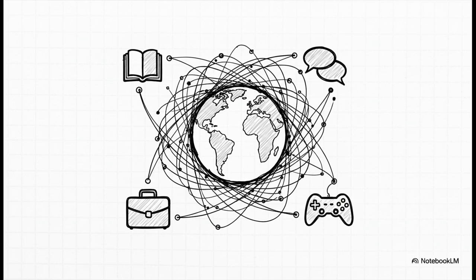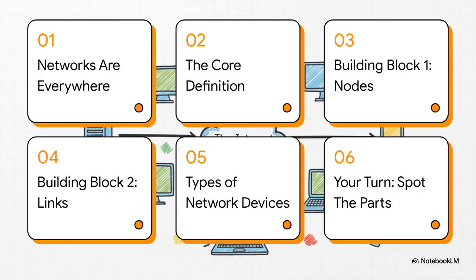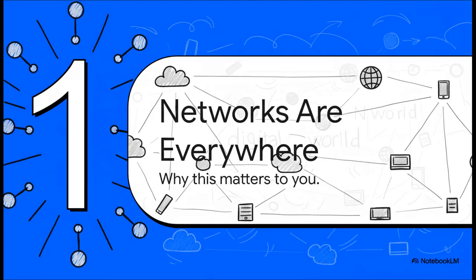So the bottom line is pretty simple. These powerful, totally invisible structures are holding up almost every single part of our modern lives. Understanding them is really the key to understanding the world we live in today, and that is exactly what we are going to do. So here's our game plan. We'll start with why this all matters. Then we'll get to the most important definition, and then break down the two main building blocks. After that, we'll look at different types of devices, and finally, you'll get a shot to test what you've learned. Sound good? Let's go. First up, Section 1.